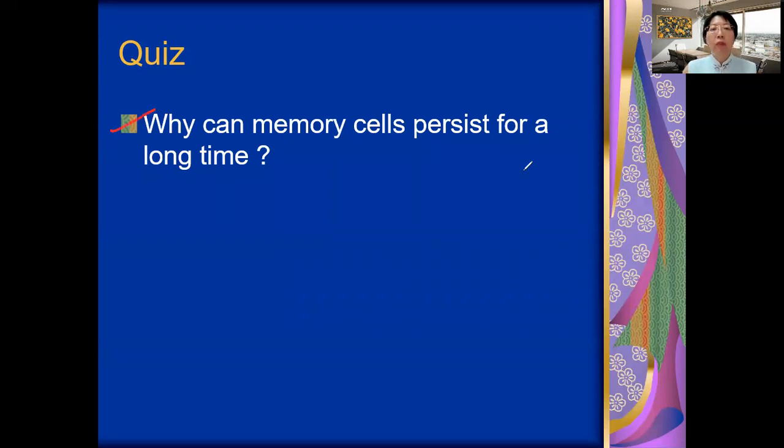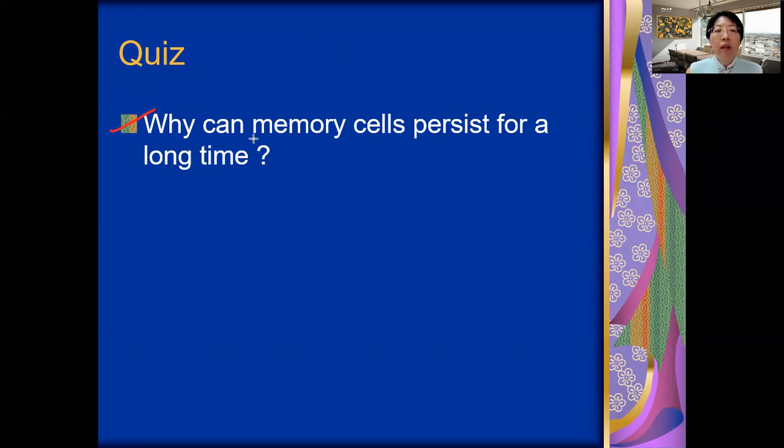Why do memory cells persist for a long time? Say, for example, how many of you have had chickenpox before? When did you have chickenpox? I think most of us got it in primary school. So once you've had chickenpox, it's said that for the rest of your lifetime, you will not have the symptoms of chickenpox again. Why? Because your memory cells remember that once upon a time, your body was infected with that chickenpox antigen. So your memory cells remain in your body forever.